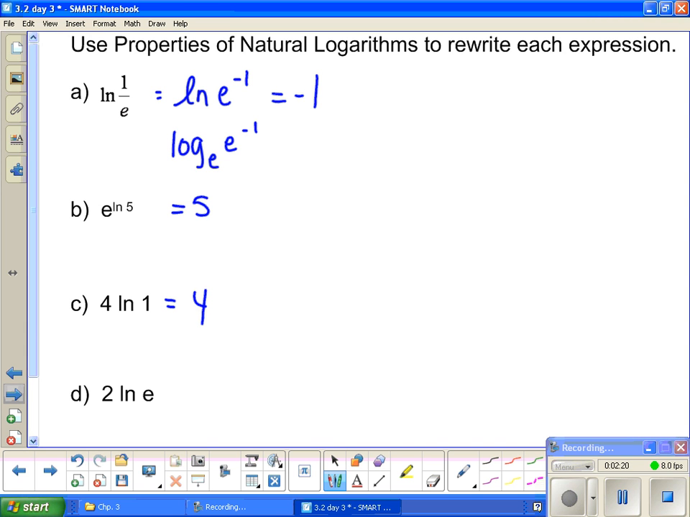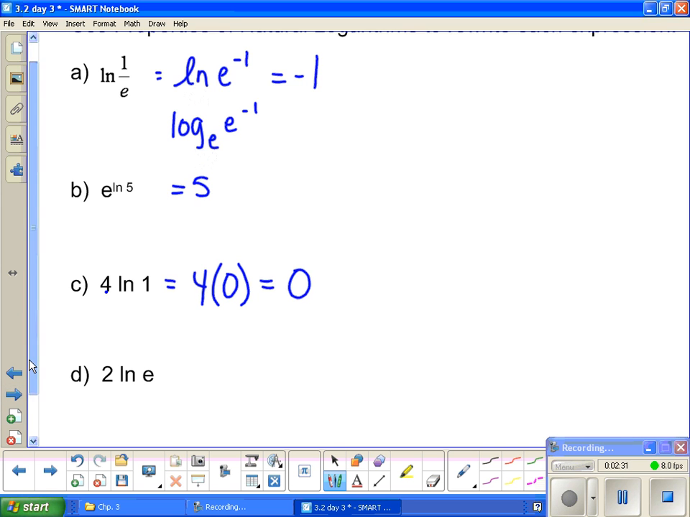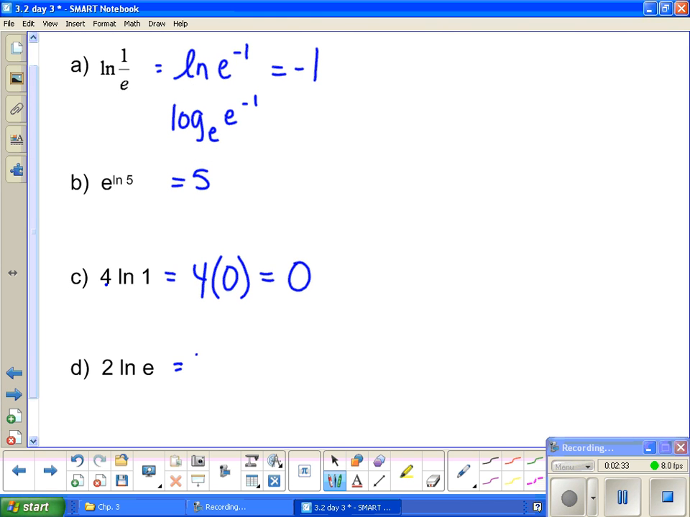4 times the natural log of 1. We know the log of any base of 1 is always equal to 0, so this is going to be 4 times 0, which is 0. 2 times the natural log of e. If they have the same base, we know that log base e of e has to be 1, so that's 2 times 1 equals 2.